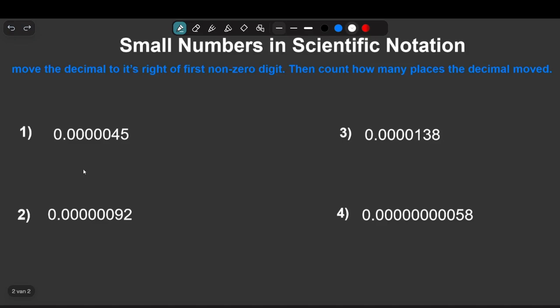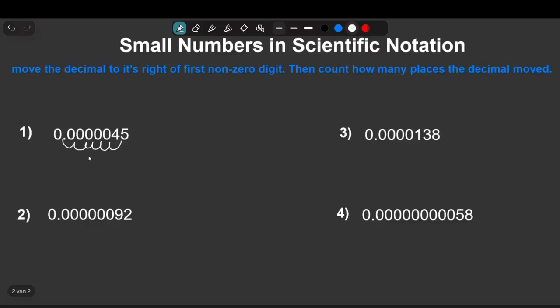So let's start with number 1. With number 1, we have a very small number, as you can see, 0.00000045. So we're going to move this decimal to the right of the first non-zero digit, which is right here. We're going to do it like this: 1, 2, 3, 4, 5, and 6.